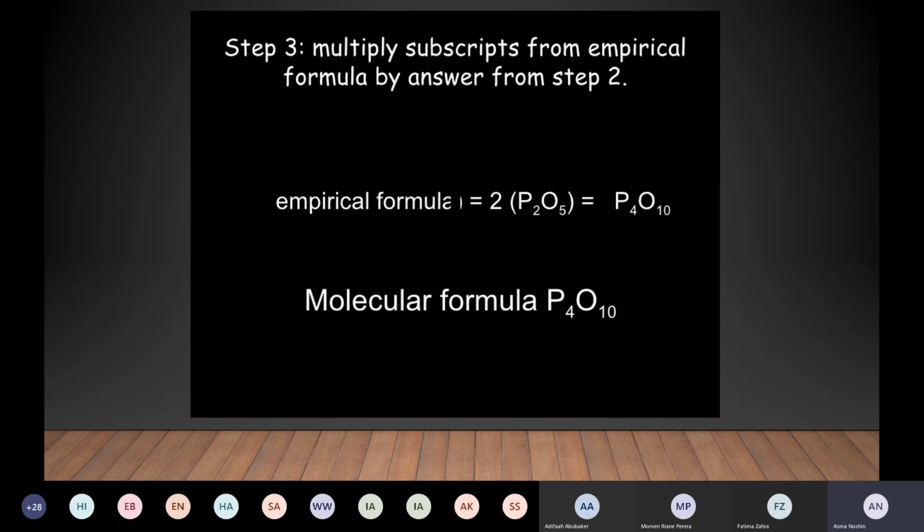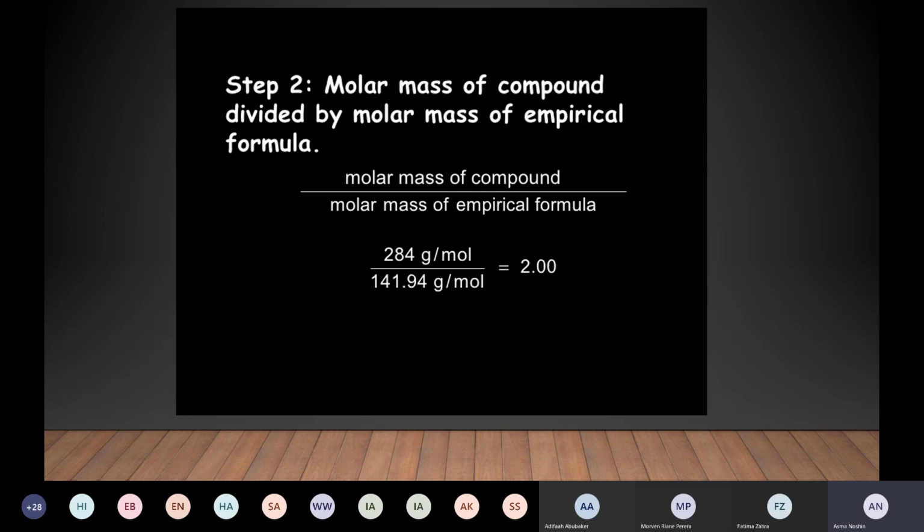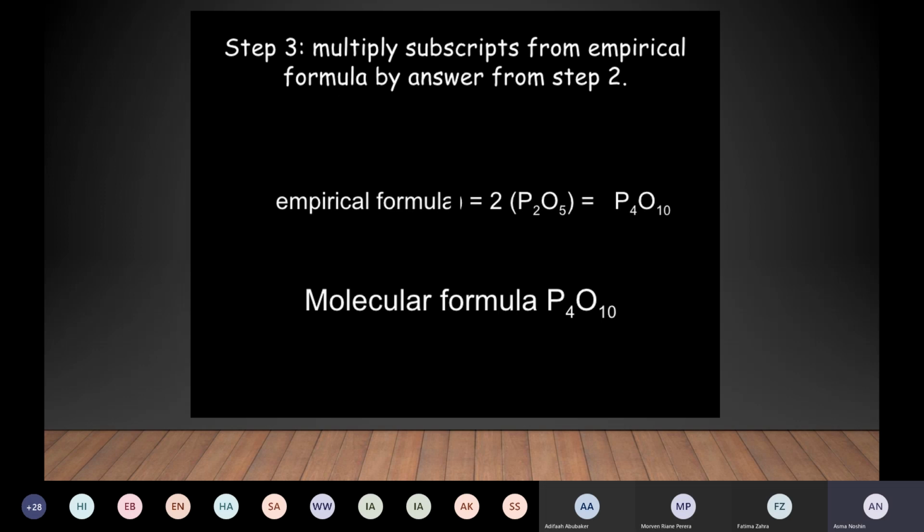So what was your empirical formula? It was P2O5, and with that you will multiply the 2 which you got by your calculation. P2O5 times 2. Now your subscripts will be 4 and 10. How? 2 times 2 is 4 and 2 times 5 is 10. So this is your molecular formula. Very good. P4O10. Excellent.